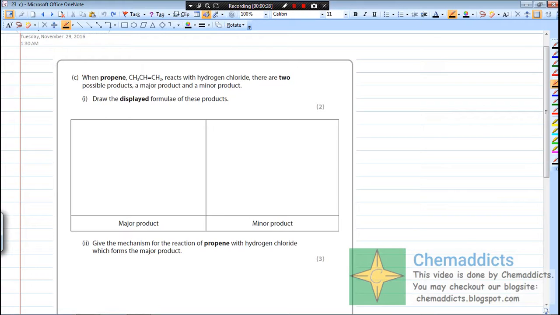When propene reacts with hydrogen chloride, there are two possible products, a major product and a minor product. Okay, so this is the major product and this is the minor product. So draw the displayed formula for these products. Okay, they have asked us to draw the displayed formula of these products. So in here, let us see the two possible products.